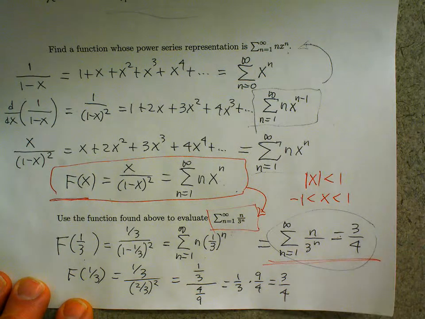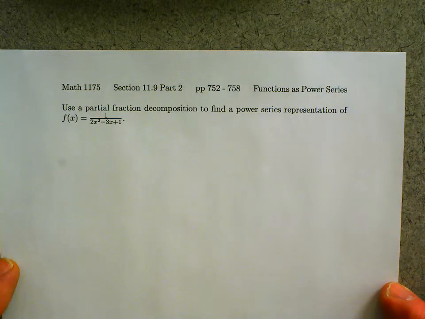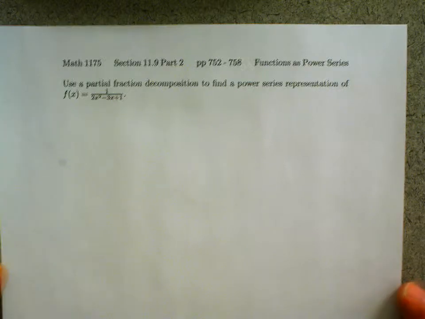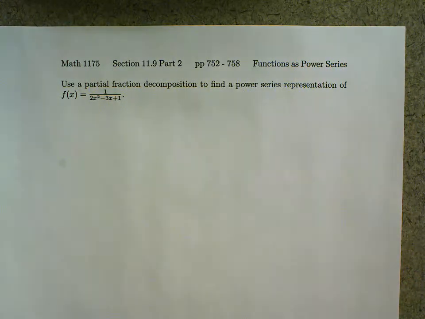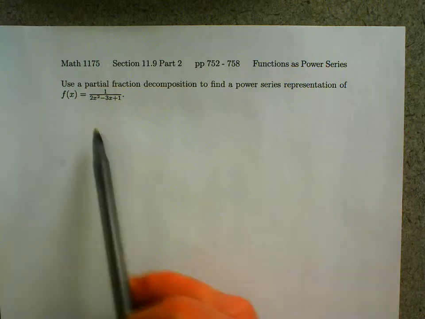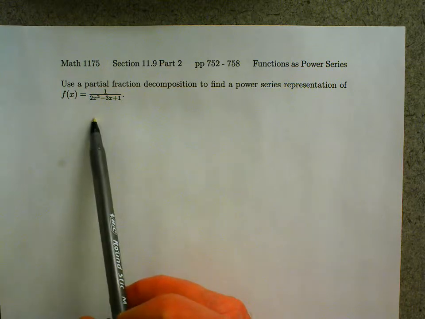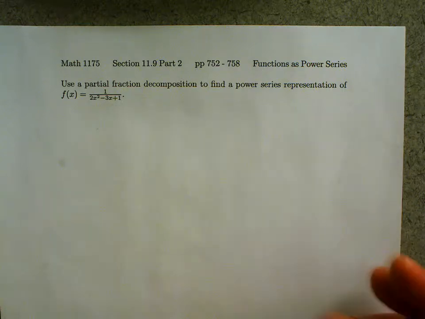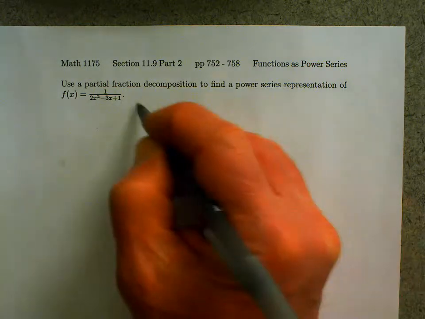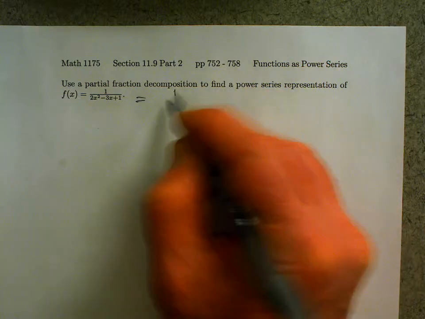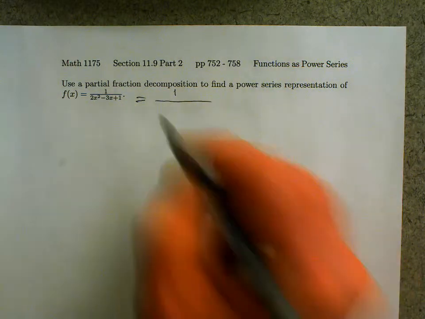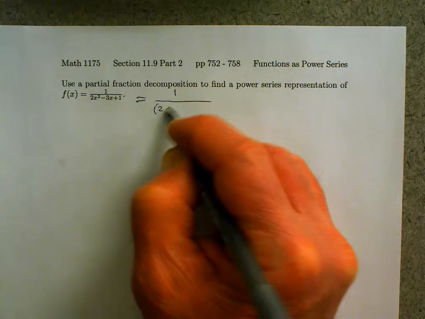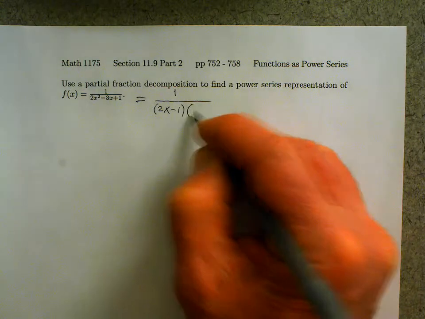Okay, let's look at the next page. For this one, use a partial fraction decomposition to find a power series representation for this function, f of x equals 1 divided by 2x squared minus 3x plus 1. The denominator factors pretty nicely. One factor is 2x minus 1, and the other one is x minus 1.